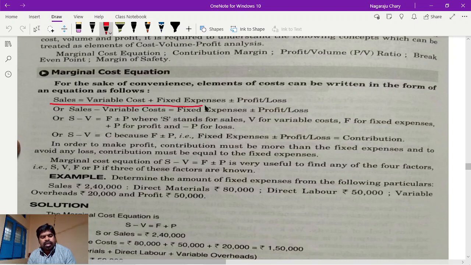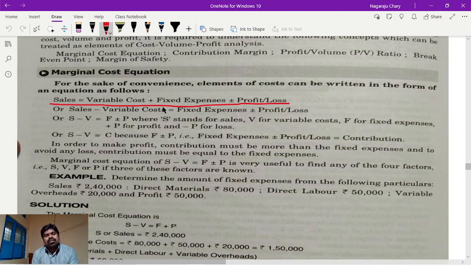So how do we get sales value? The total cost, variable cost and fixed cost, is there. While determining the price of the product, the management takes the total cost into consideration. To that, the profit is to be added. Then the selling price will be determined. So before determining the price of the product, the management will know what the cost of the product is.